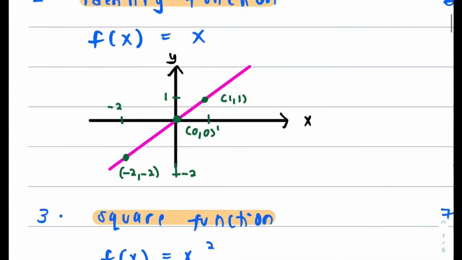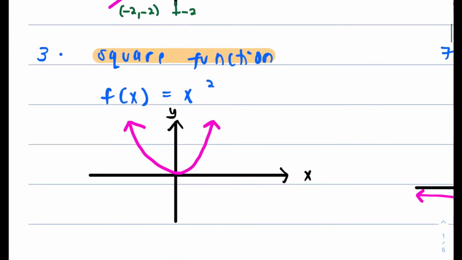Now the third one is the square function. For a square function, for example, the basic one is x squared. Now for the basic x squared, you're going to have a smiley graph with the basic point at 0, 0. And if it is 1 over here, it will be 1, 1, and negative 1, 1. So those are the three basic points.